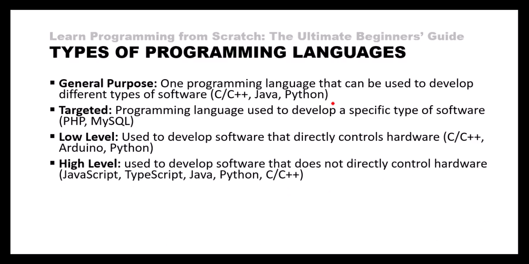Another category we're going to look at is high-level programming languages. A high-level programming language is simply a programming language that can be used to develop software that does not directly control hardware. For instance, the majority of websites do not control hardware in any form.